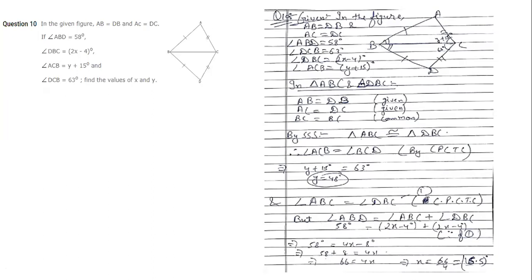So after solving this question, what have we found? We have just found that the triangles are congruent. And if triangles are congruent, then each and every side and angle of those triangles is the same. So by using that according to our needs, we can solve the questions.